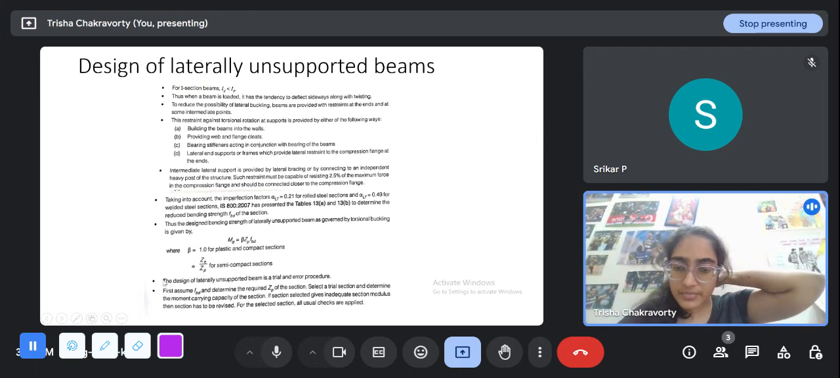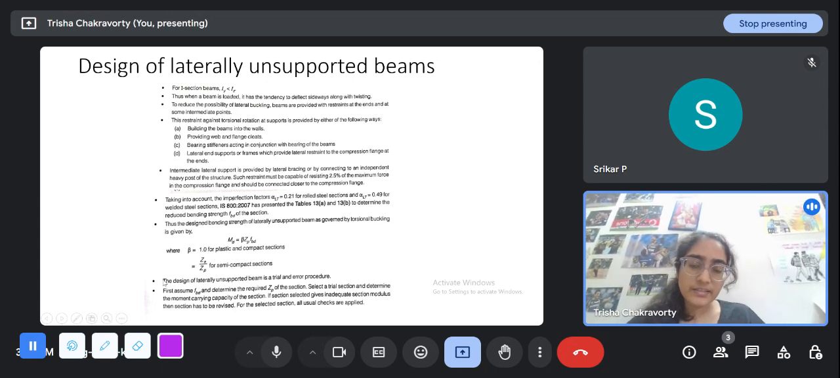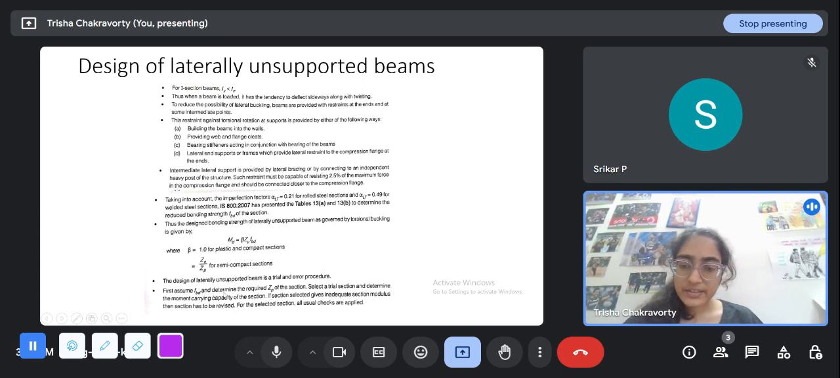Design of laterally unsupported beam is a trial and error procedure. All design is a trial and error procedure basically, but this is more like the compression member design. Since we don't know the FBD from before, we don't know the bending strength, so we have to assume a bending strength and determine the required ZP for the section.